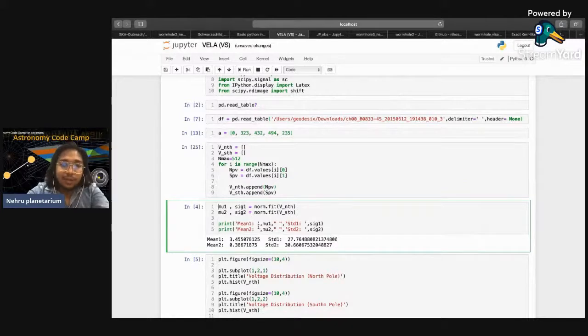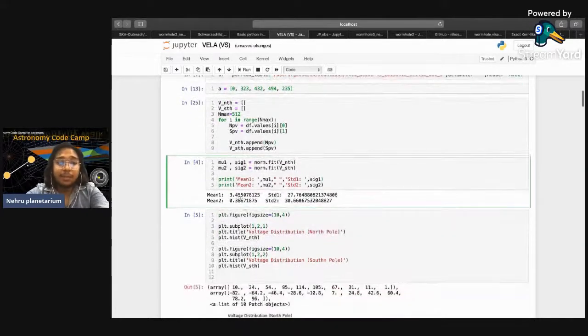Now I'm printing the values using the print function to see exactly what they are. Here I have mean1, represented by mu1, then std1, which is sigma, the standard deviation 1, and similarly mu2 and sigma2. You see that the mean value of the first dataset is around 3.455, and the standard deviation from the North Pole is somewhere around this.